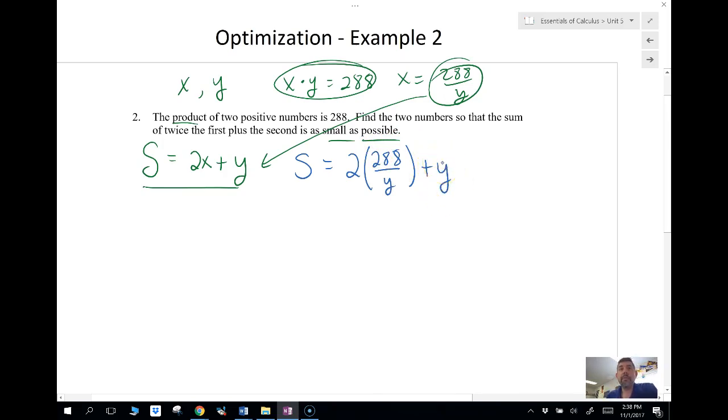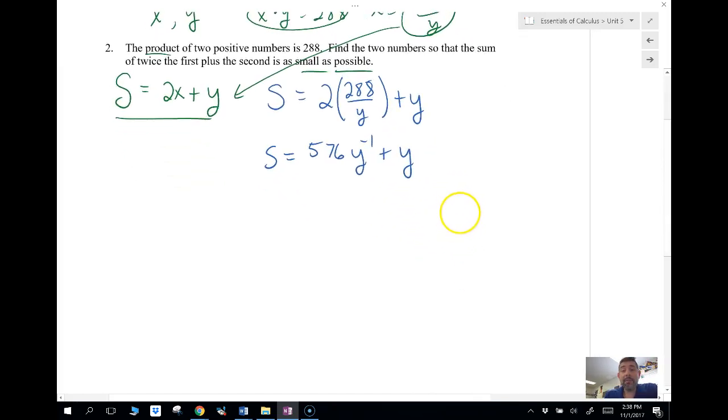Now you could do it the other way too and solve for x. Either way is going to work out fine. So 2 times 288 is 576. The y stays in the denominator, so I'm going to bring it up as y to the -1, plus y. All right, so now I have my optimization, guys.